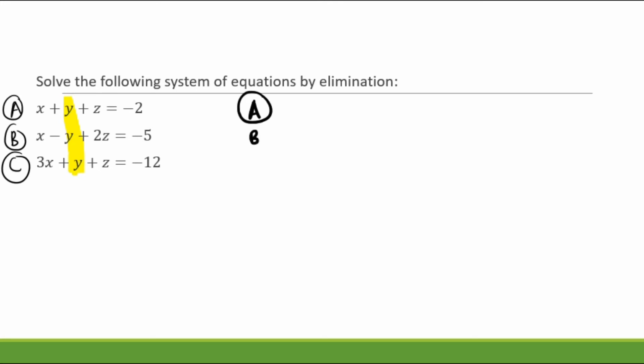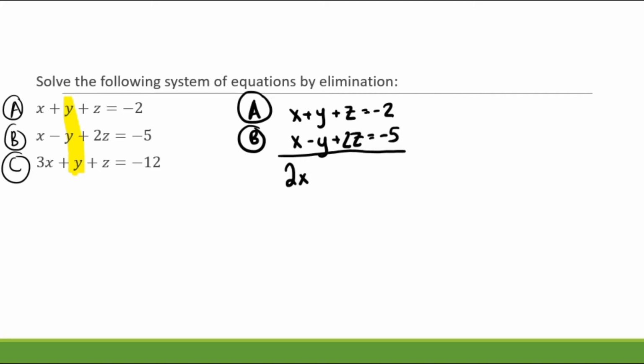So the first thing I'm going to do is use equations A and B, and I'm going to add them together. A is x plus y plus z equals -2, and B is x minus y plus 2z equals -5. Because the y's are equal and opposite, I don't have to do any changing of any equations. So x plus x, be careful with your math. The y's are going to disappear, and I'm going to end up with 2x plus 3z equals -7. So let's call this equation D and set it aside.